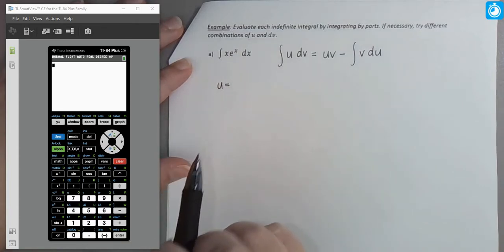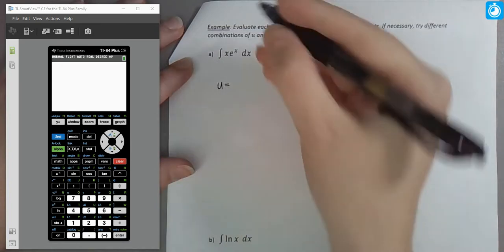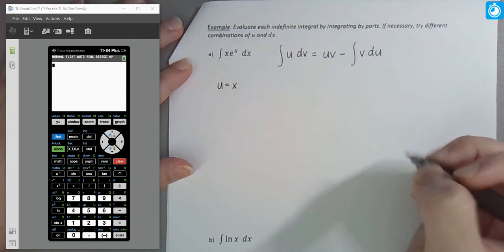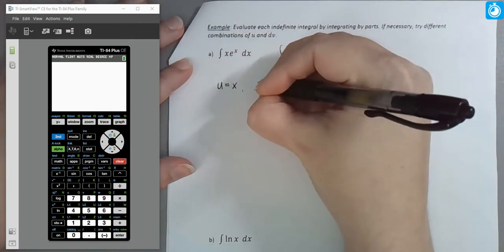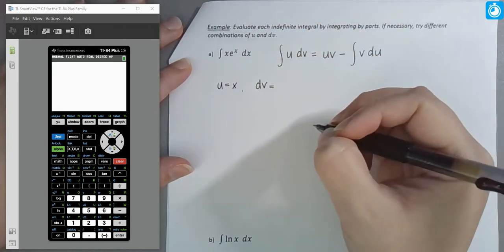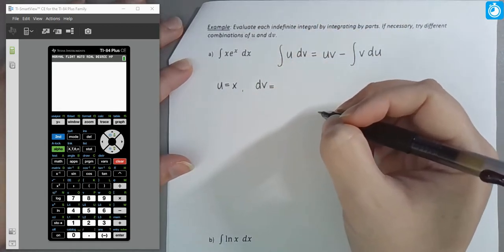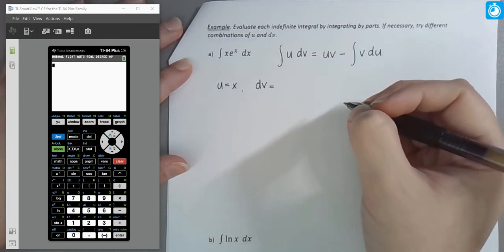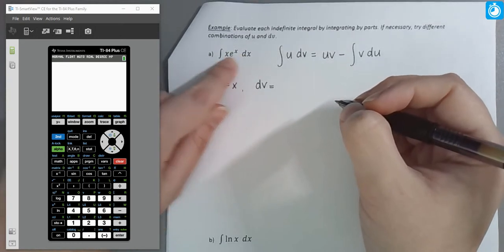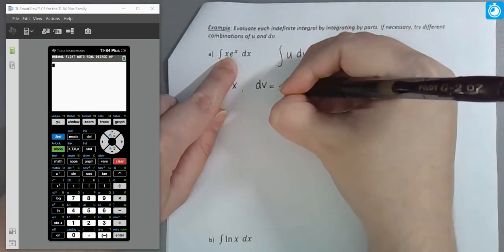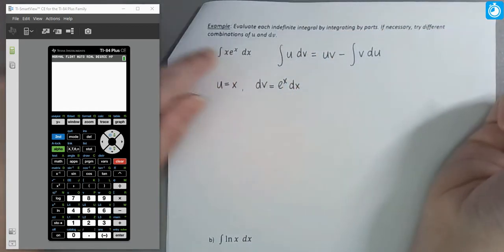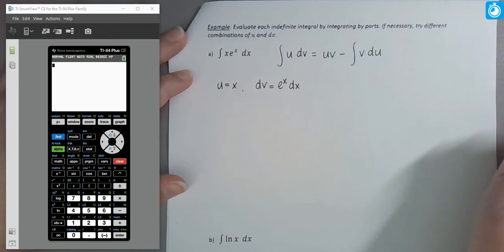So one choice we could make is that u is just x. That's the value that u is going to have. That means automatically that dv would have to be everything that's left over. So dv is going to be another function of x plus the differential. If we allow x to be u, then everything left over is going to be dv, so e to the x, which is a function of x, times our differential dx.